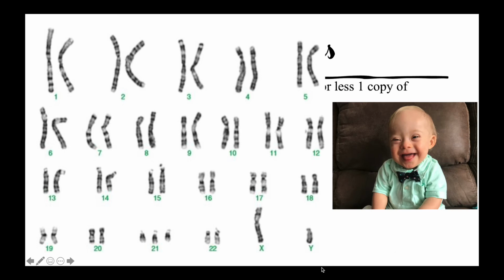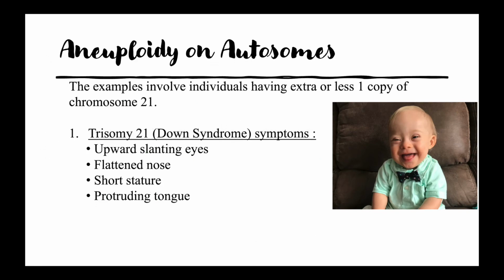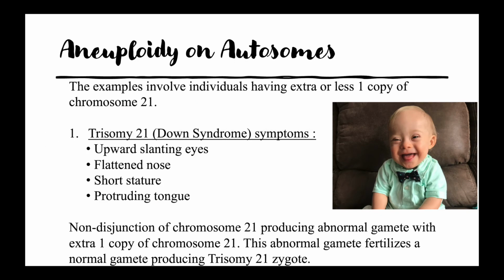It is a trisomy condition. As you can see, the individual has an extra copy of chromosome number 21. A trisomy 21 or Down syndrome condition arises when non-disjunction of chromosome 21 takes place, producing an abnormal gamete with an extra copy of chromosome 21. This abnormal gamete fertilizes a normal gamete, producing a trisomy 21 zygote.